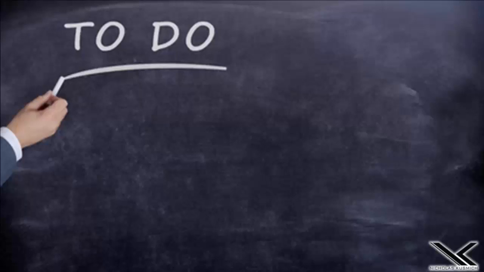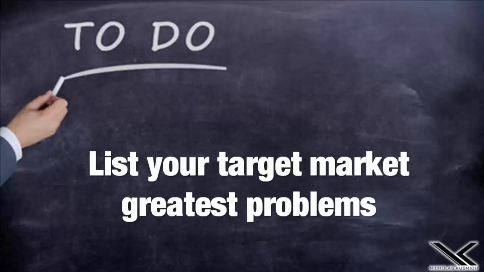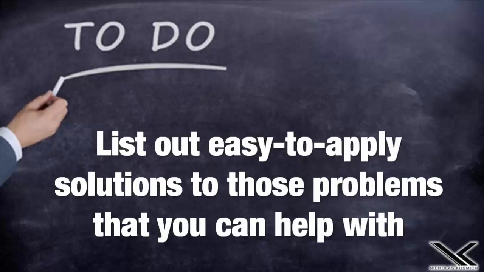Here are your to-do lists, and there's only really 3 important things you need to make note of here. Number 1, list your target market's greatest problems, because this is where your magnets are going to come from. So you want to know today, and as soon as you can, what is your target market's greatest problems? This is uber important, based on some of the market research that we've done and some of that stuff that we've talked about in the past.